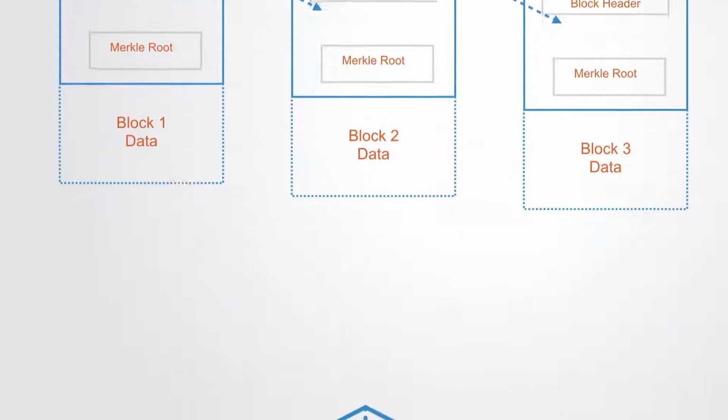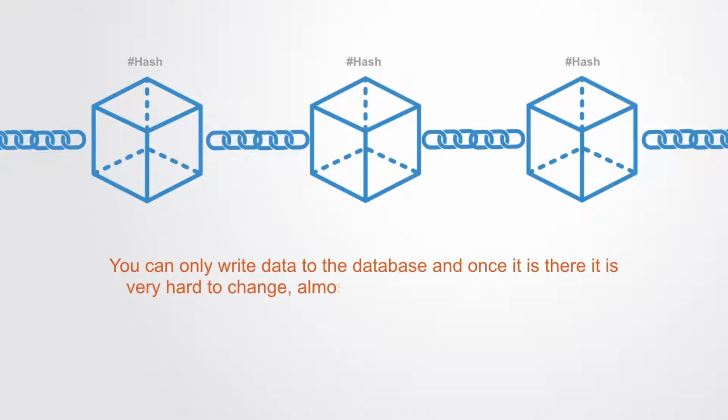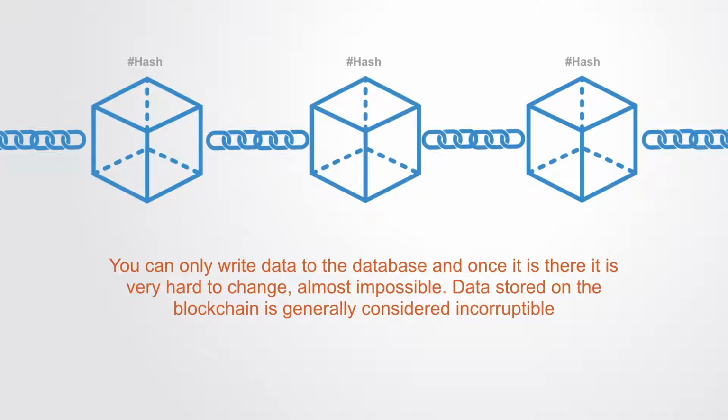This hashing and linking of blocks makes them inherently resistant to the modification of their data, making them immutable records. You can only write data to the database, and once it's there, it's very hard to change, almost impossible. Thus, data stored on the blockchain is generally considered incorruptible.